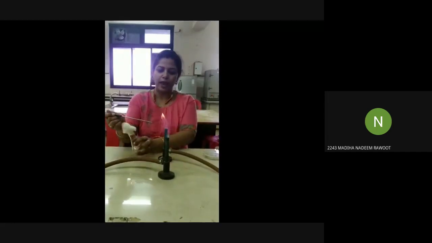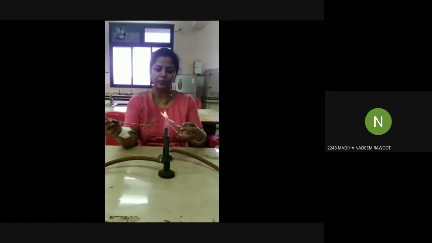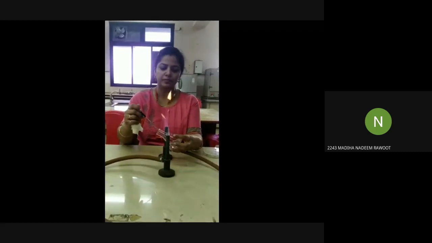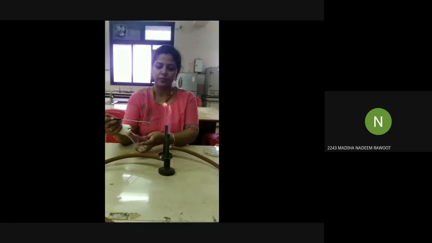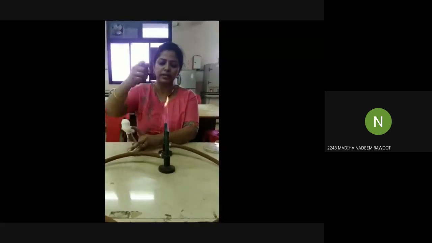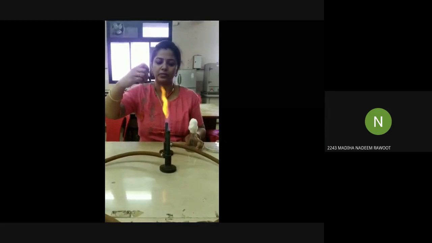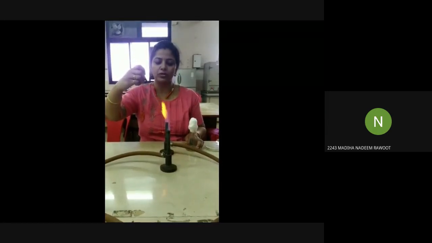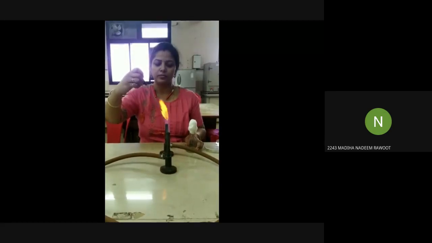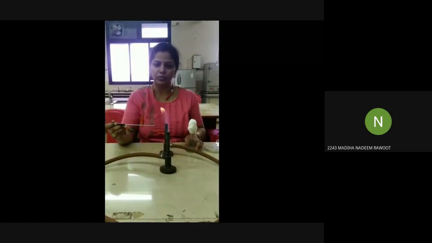So I'll take some of the culture in my loop, and this is saline, normal saline. I'll mix it, and this will make my cell suspension. Again you have to sterilize your loop so that you are killing all the organisms on this loop, and then you can keep it. You can see the loop turning red hot. Again, cool it down and then keep it aside.